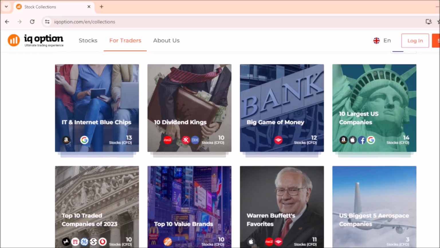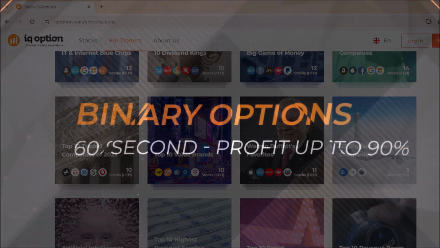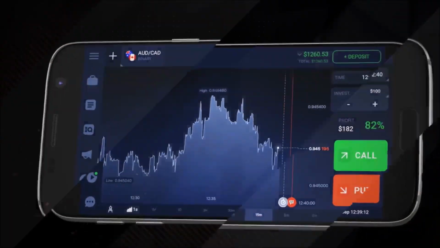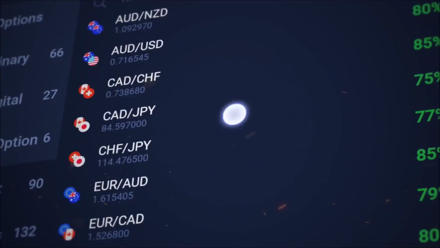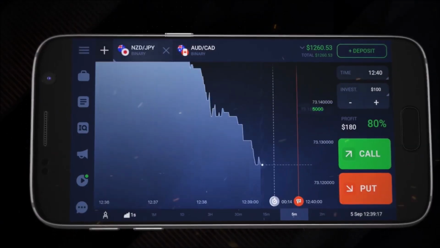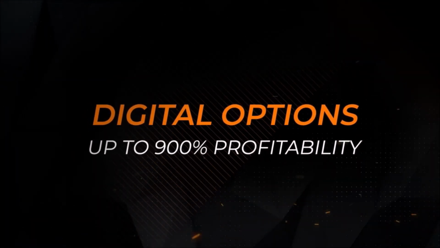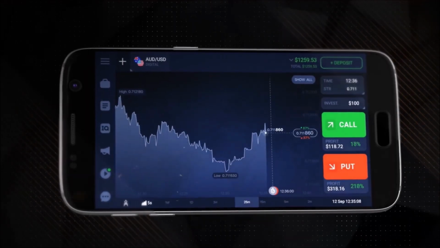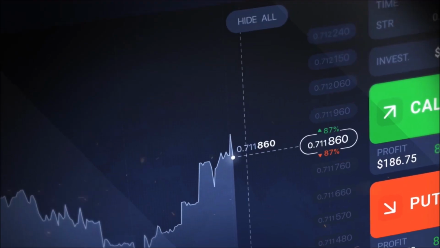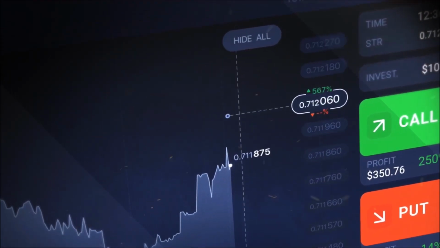Experienced traders who have a good understanding of financial markets and trading strategies may find IQ Option suitable for executing their trading strategy. Beginners: the platform's user-friendly interface and educational resources make it suitable for beginners who are new to trading and want to learn how to trade financial assets.